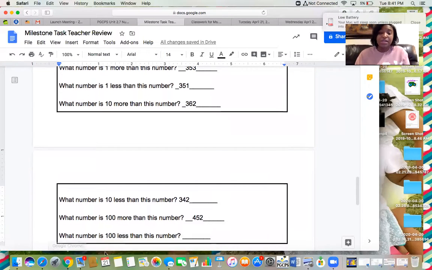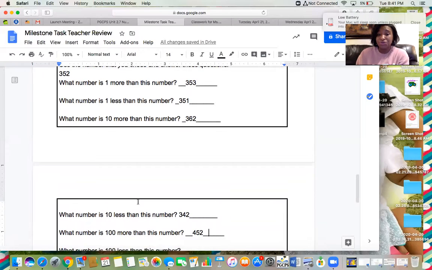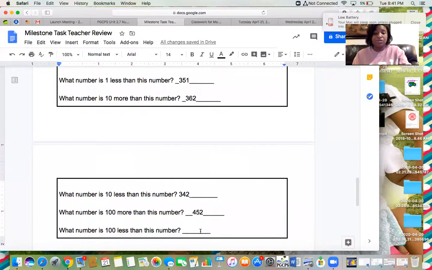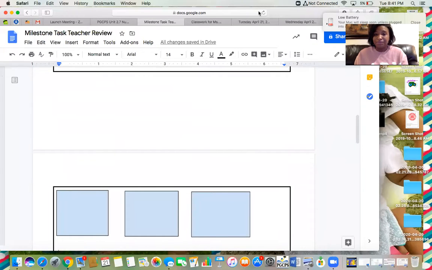Next, it says, what number is 100 less than this number? Going back to my number, I know 1 less than 3 is 2. So that will leave me with the number 252. And that's the end of my document.